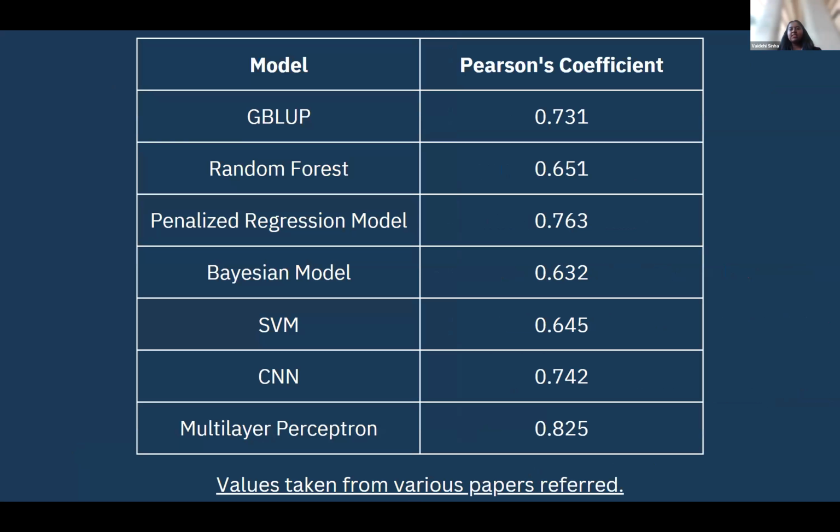All these values are taken from the various studies that we performed as a part of our review paper. And it's a common measure that we use to compare the models, which is Pearson's coefficient. So in terms of prediction performance, DL models generally outperform all other models when multiple traits were considered. The ML models proved to be less computationally intensive as compared to GBLUP, the conventional method.